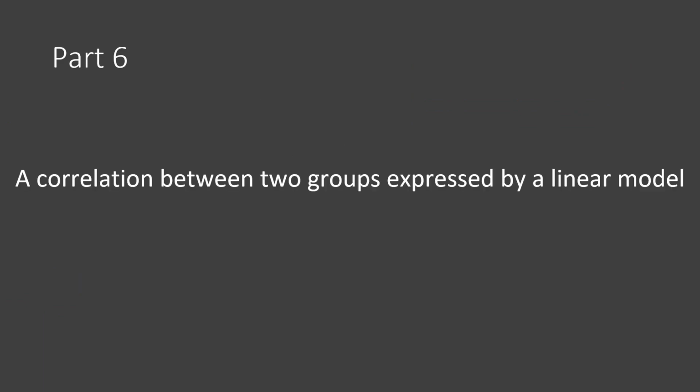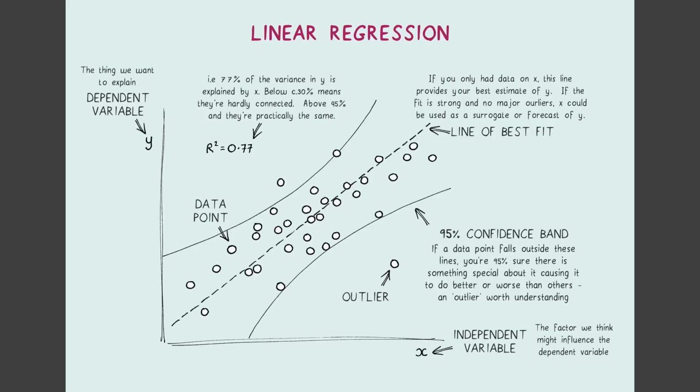Okay, so on to part six. Part six is going to be mainly about correlation between two groups expressed by a linear model. In the previous parts, we were just looking at two groups being correlated, seeing if there is a relationship or not. In this part, it's going to be that, plus expressing it through a linear model.